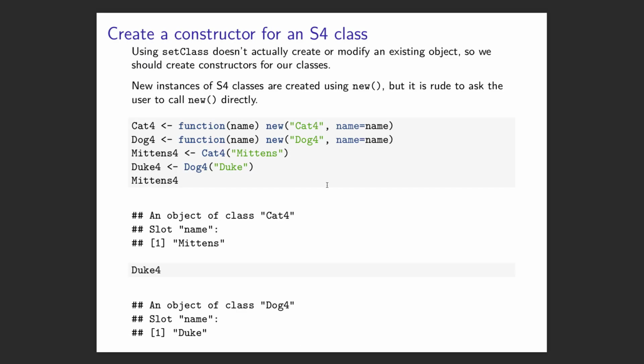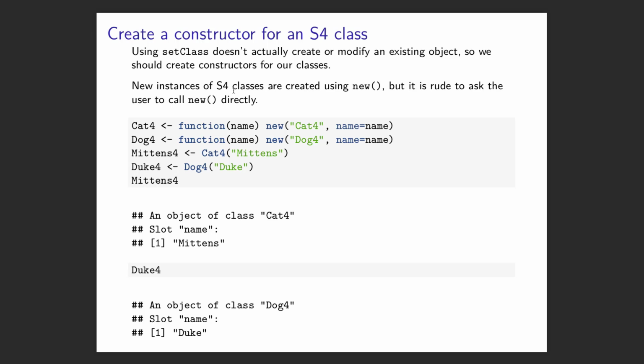Alright, so again, we want to create some constructors so that people can actually create objects of our cat4 and dog4 classes. setClass on its own doesn't actually create or modify anything. It just defines that this class exists as a concept in R somewhere. But now we actually want to create constructors so people can actually create cat4 objects and dog4 objects.